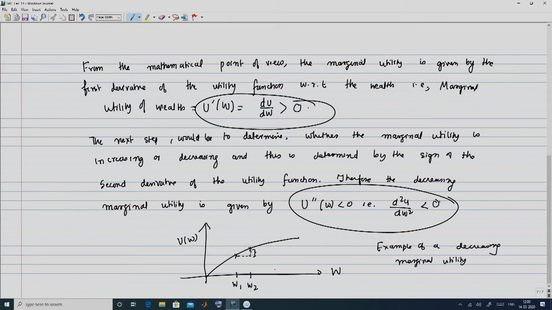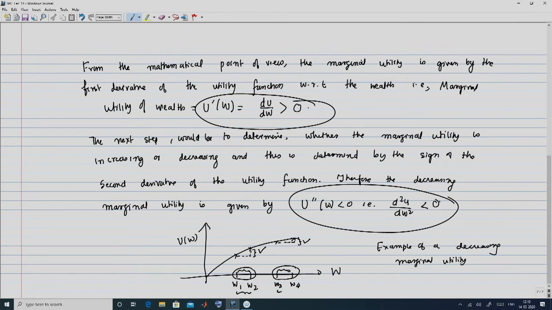This is always going to be positive since it is an increasing function, and you consider two scenarios where your wealth level changes in an identical manner. In the first case it is from W1 to W2 and in the second case it is W3 to W4, but these changes are identical. Then you observe that the additional utility that you get when you change from W1 to W2 is more than the additional utility that you get from a change of W3 to W4. So, the interpretation of u prime of w greater than 0 is that as your wealth level increases, your utility obviously increases. That means the satisfaction level that you get is increasing.